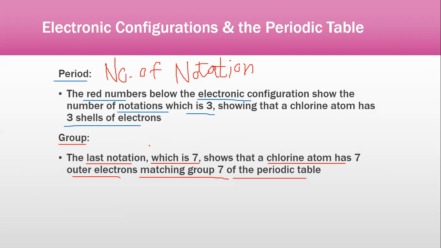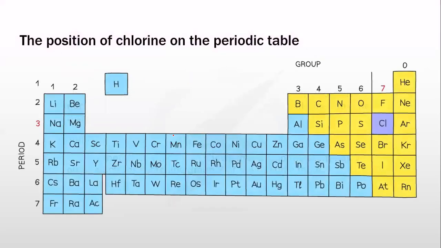और साथ ही साथ group number कैसे identify हो जाएगा by looking at the last notation? जो आपकी बिल्कुल last notation होगी, the last notation का जो भी number होगा, that would be your group number of that specific element. So this is how we identified the position of chlorine in the periodic table. तो क्या निकला था? Chlorine was in period number 3 and group number 7.